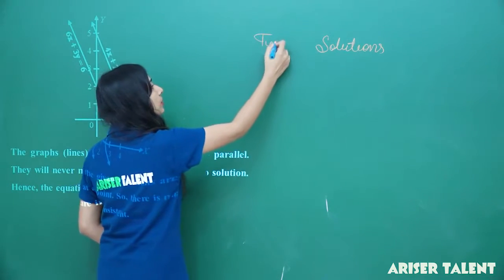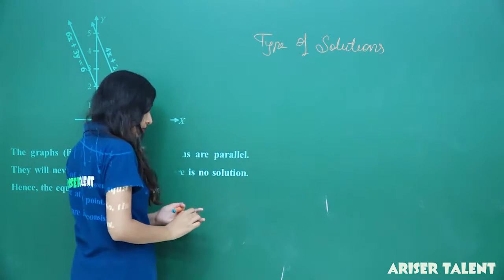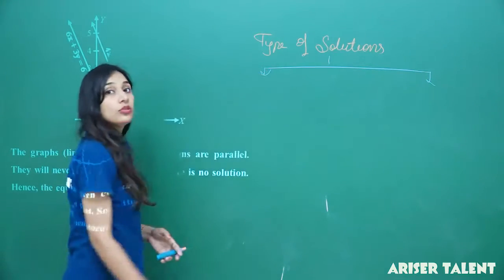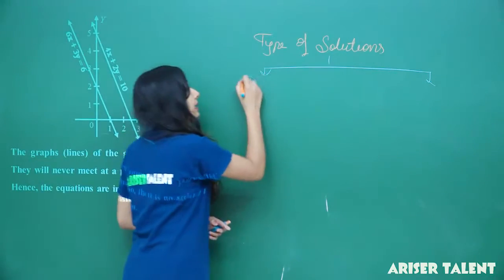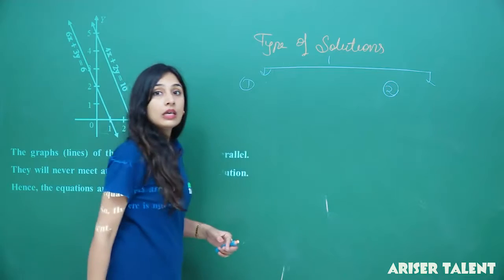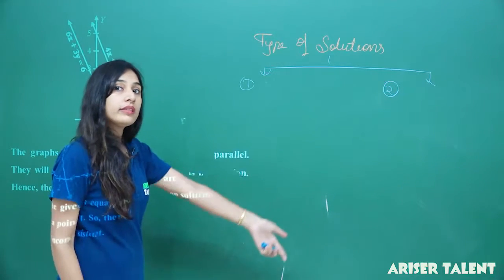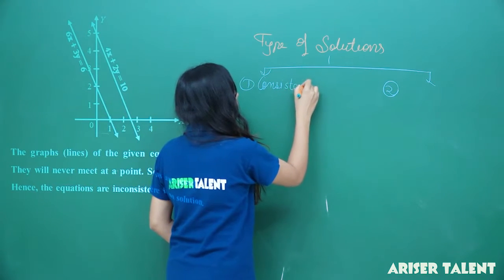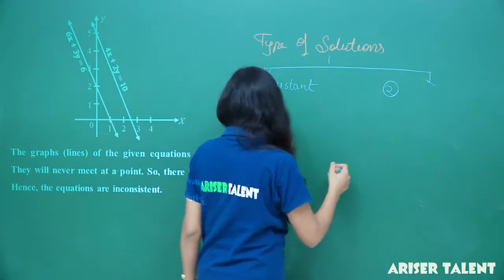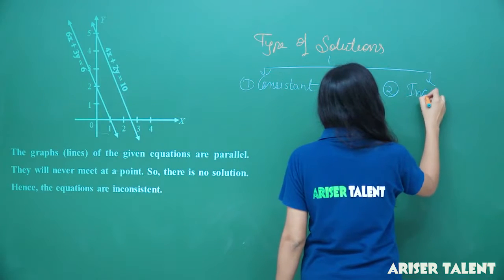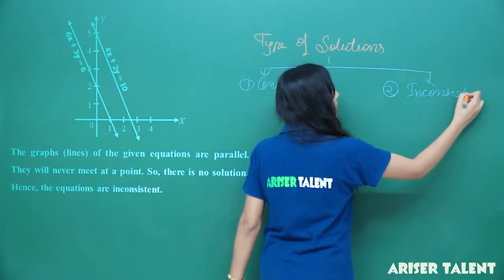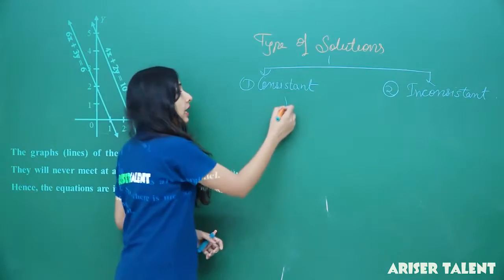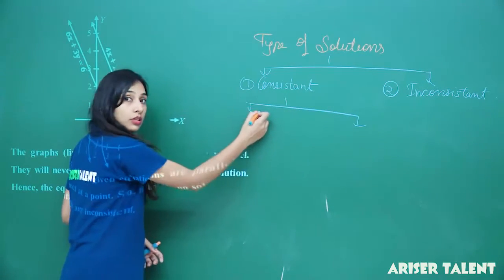Type of solutions. Now, solution type, talking about that, these are of two types. First type and second type: consistent and not consistent, or you can write it inconsistent. Now if it's consistent, it can have either a unique solution.